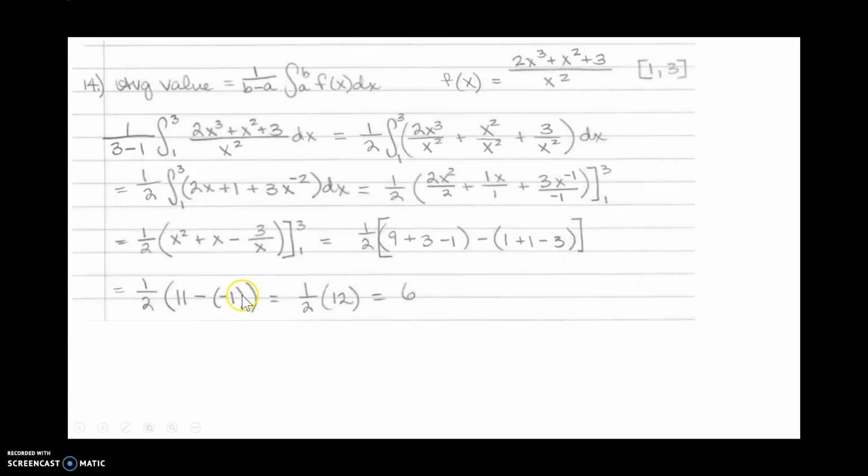So 9 plus 3 minus 1 is going to give us 11. And then 1 plus 1 minus 3 is going to give us negative 1. 11 minus a negative 1 would be 12. So that's the value of our definite integral. And then for the average value, we do the 1 over b minus a, 1/2 times 12, and that gives us the average value of our function, which is 6.